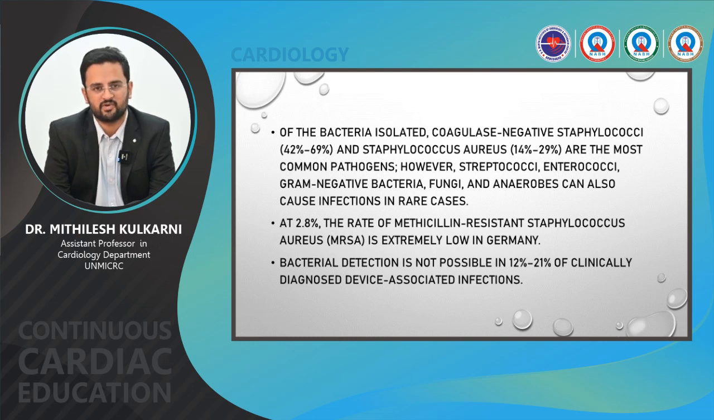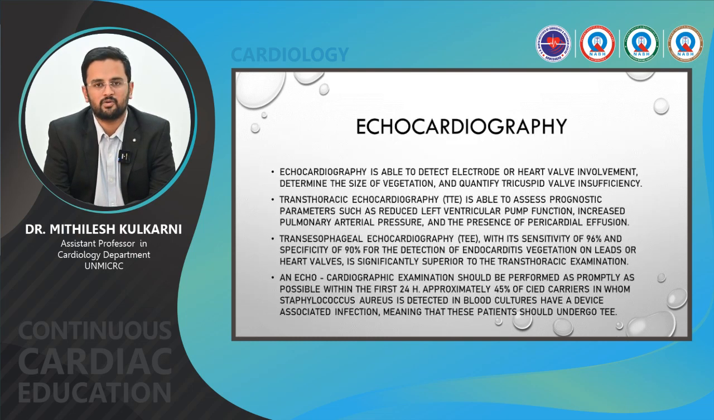Now coming to the echo, how to find infection on echo and how to go about it. The echo is able to detect the electrode or heart valve involvement, determine the size of vegetation and also quantify the tricuspid valve insufficiency. Transthoracic echo is able to assess the prognostic parameters such as LV pump function, increased pulmonary artery pressure and the presence of pericardial effusion. Now coming to another modality of echo, that is the transesophageal echo.